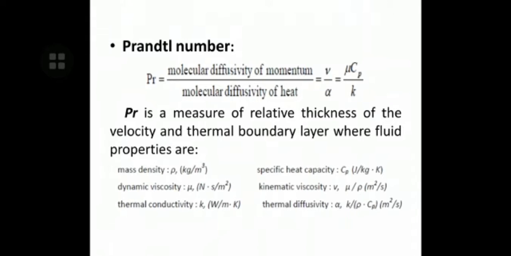The last one is the Prandtl number. The Prandtl number is nothing but the ratio of molecular diffusivity of momentum to that of molecular diffusivity of heat. It is a measure of the relative thickness of the velocity and thermal boundary layers, where the fluid properties are mass density, specific heat capacity, dynamic viscosity, kinematic viscosity, thermal conductivity and thermal diffusivity. Now I would request Aryan to please continue.